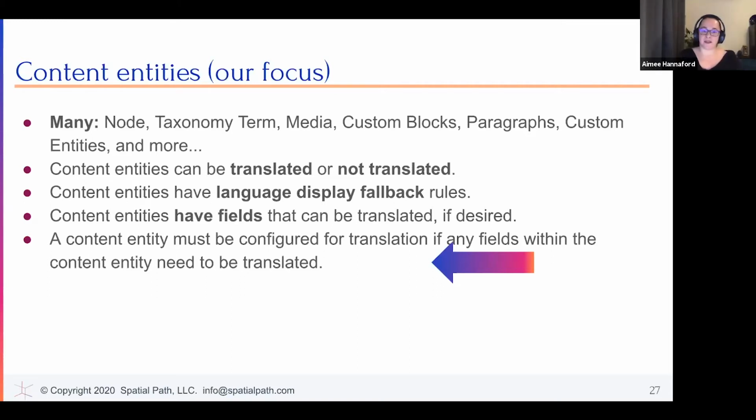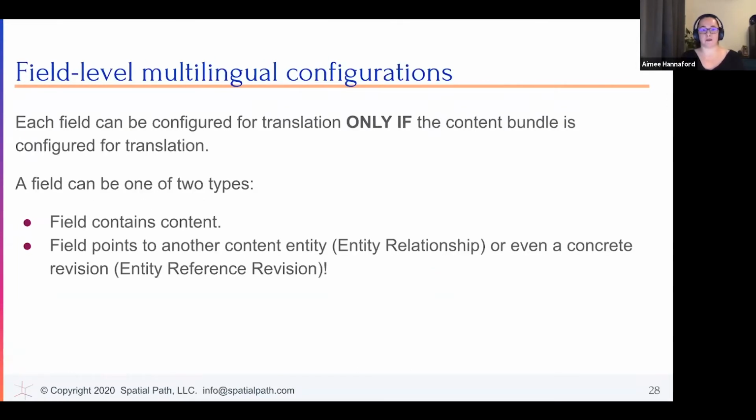A content entity must be configured for translation if any fields within the content entity need to be translated. So if you have a content type of basic page, that basic page content type needs to be marked for translation to expose any fields within the content entity. And then each field can be configured for translation only if the content bundle is configured. A field can be one of two types. It can contain content, or it can point to another content entity, like an entity reference, or even a concrete revision, like an entity reference revision.